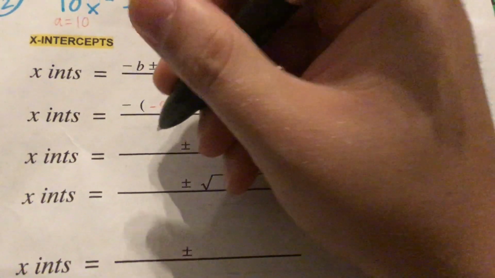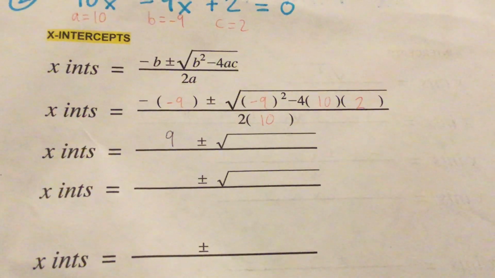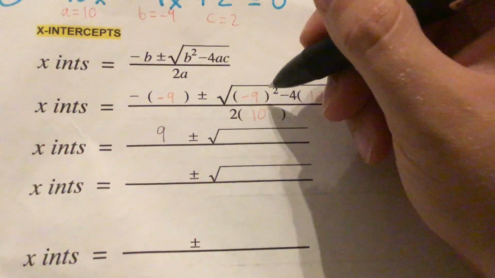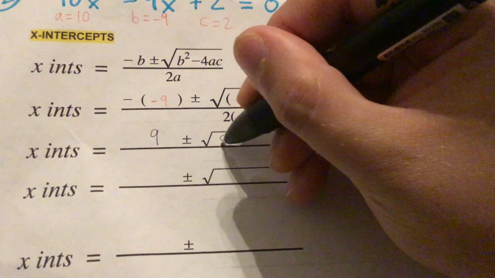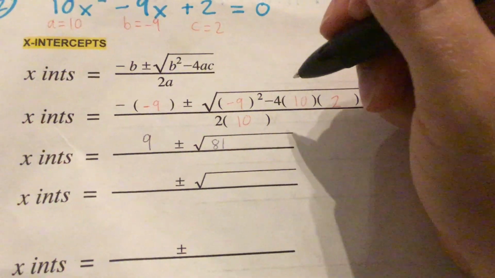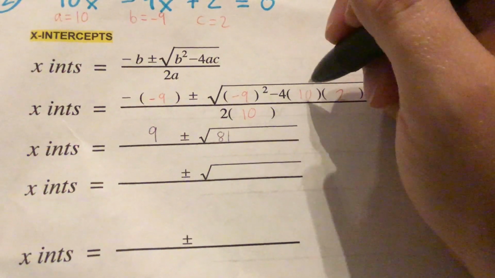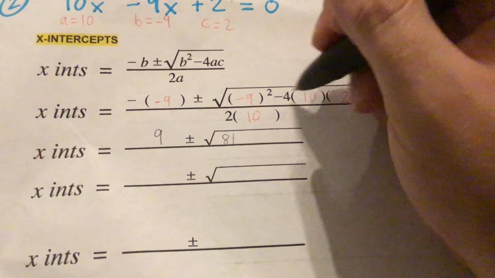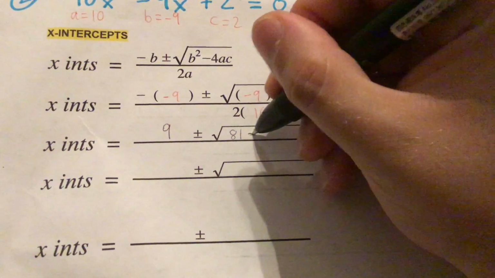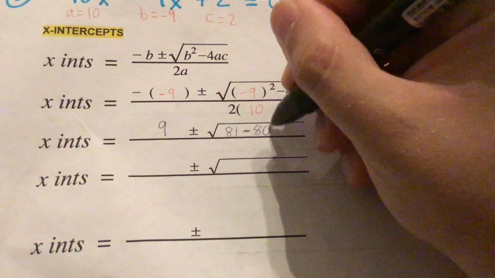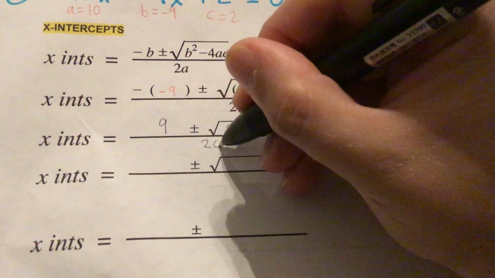Negative 9, well, that's a positive, so that's positive 9, plus or minus the square root of negative 9 quantity squared. Negative 9 quantity squared is 81. All right, and then negative 4 times 10 times 2. Well, negative 4 times 10 is negative 40, and then negative 40 times 2 would be negative 80. So that's 81 minus 80 over 2 times 10, which is 20.